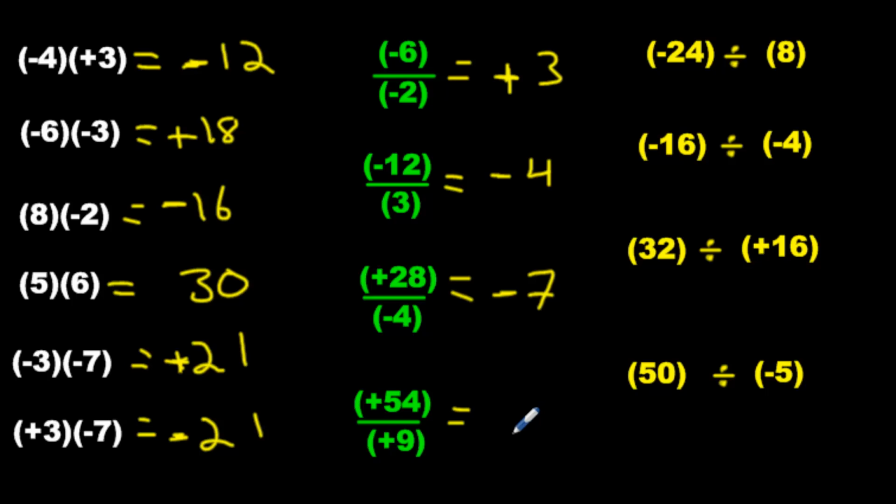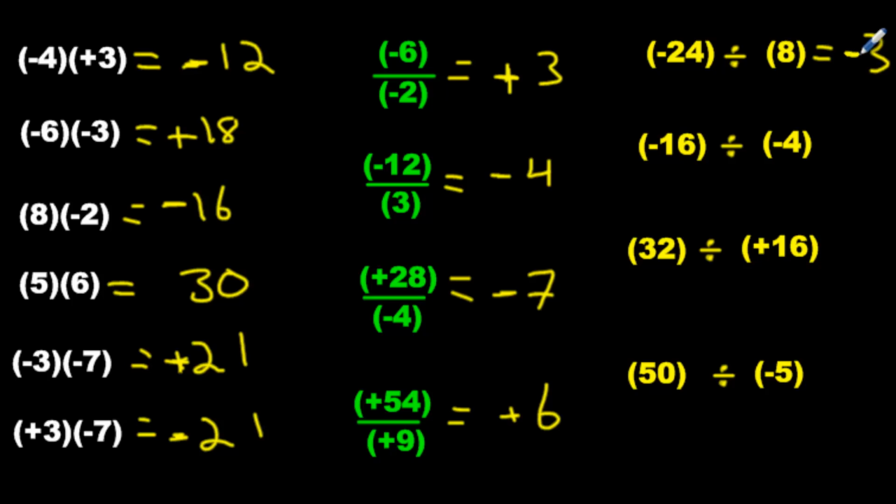54 divided by 9 is what? Come on, quick skills, quick reflex. Come on, what is it? Yes, 6. Positives, both of them. Here we have 24 divided by 8. That's a 3. The signs are different, negative and positive.